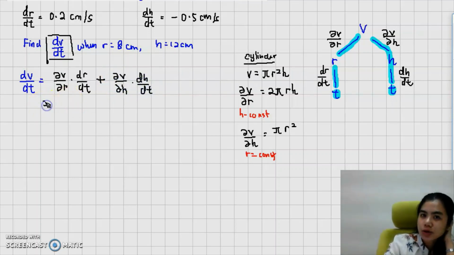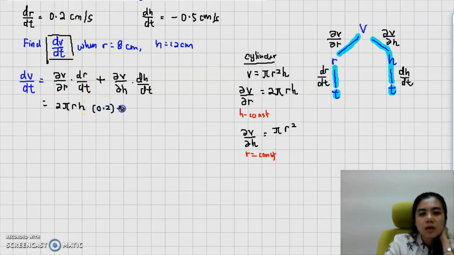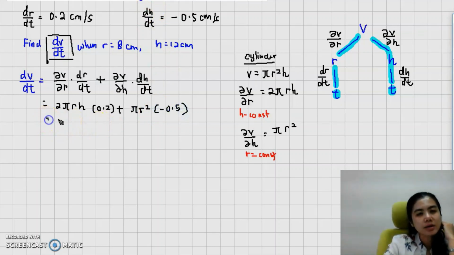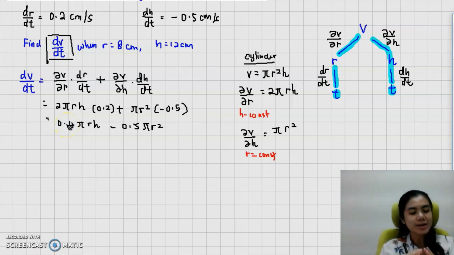Okay, we do the substitution. This gives you 2πrh multiplied with dr/dt, that is 0.2. Then ∂V/∂h is πr² with dh/dt, that is minus 0.5. Let's simplify it, and this gives you 0.4πrh minus 0.5πr². Alright, so that is the general formula of dV/dt.